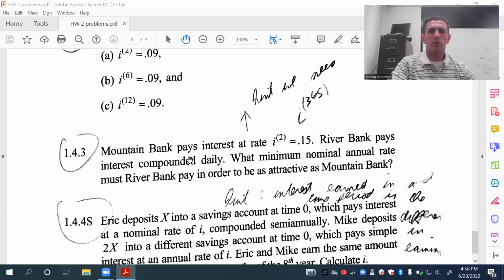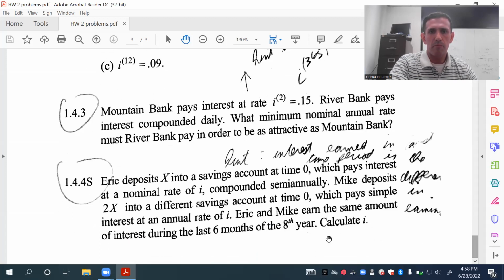Hi, everyone. What I want to do is go over 144S in the book. So here's the problem. And I do have a solution on Blackboard, but I figured I would do a video on it because maybe this will help you do the homework. I think it's the last collected homework problem for homework 2. Pay no attention to my handwritten notes here. I should get rid of it, but anyway.